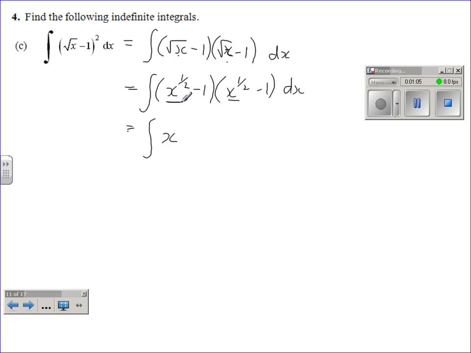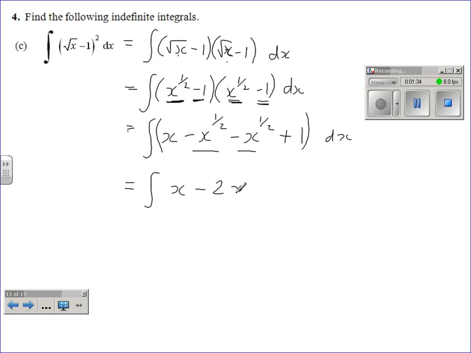Then we're going to do x to the power of a half times minus 1, so we get minus x to the power of a half. Then I'm going to take my second term, so minus 1 times x to the power of a half. We've got exactly the same term again. And then minus 1 times minus 1, we've got positive 1 dx. You might want to put that into brackets just so it's clear that you're integrating the whole thing. Right, at this point here, we're nearly ready to integrate. We've got x minus, and we've got this term twice. We've got 2 of those. Add 1. I'm going to pop it into brackets so we know we're integrating the whole thing.